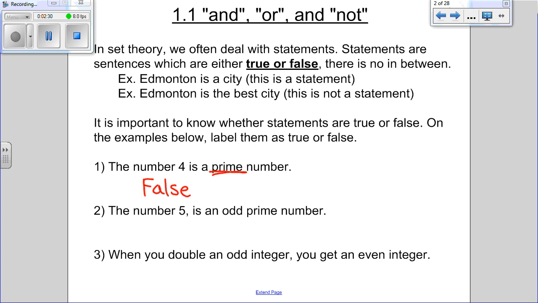The number 5 is an odd prime number. So is the number 5 odd? Yes. Is the number 5 prime? Yeah, it can't be divided by anything, right? That would be a true statement.